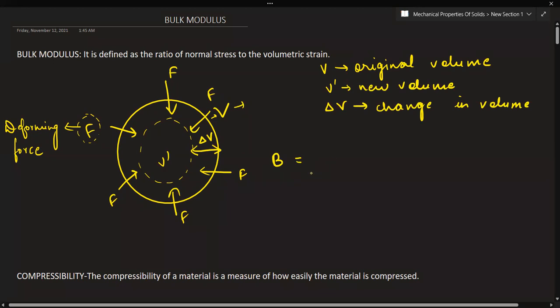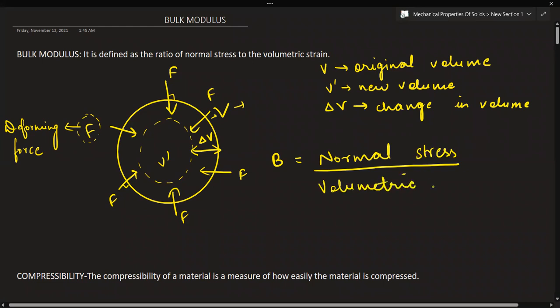So bulk modulus is the ratio of the normal stress, this perpendicular force that has been applied per unit area, normal stress. But the strain over here is the volumetric strain. Fine?